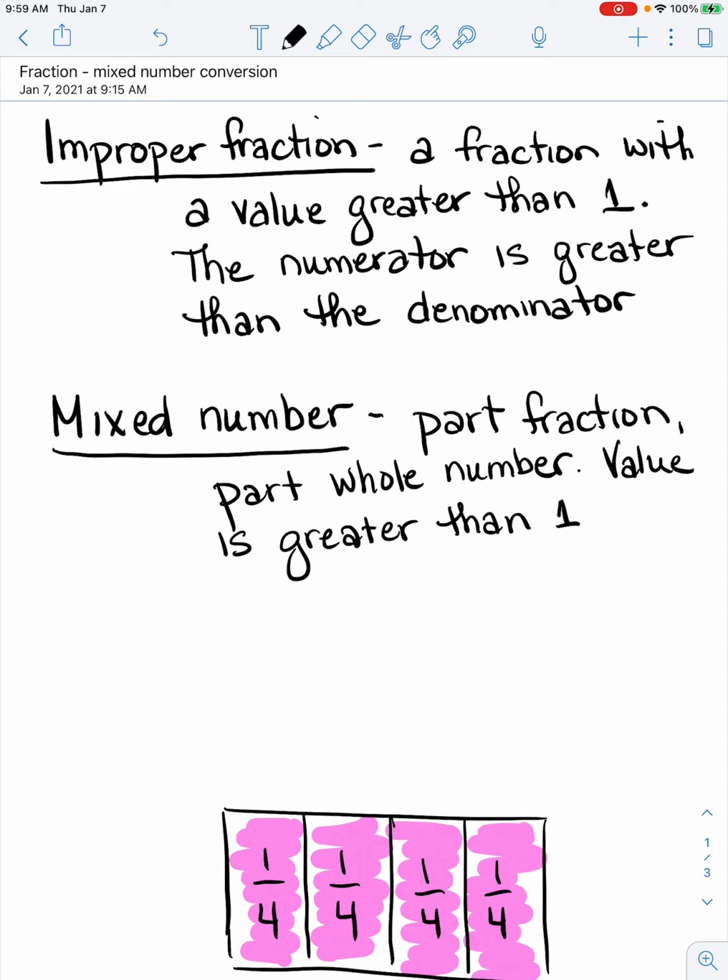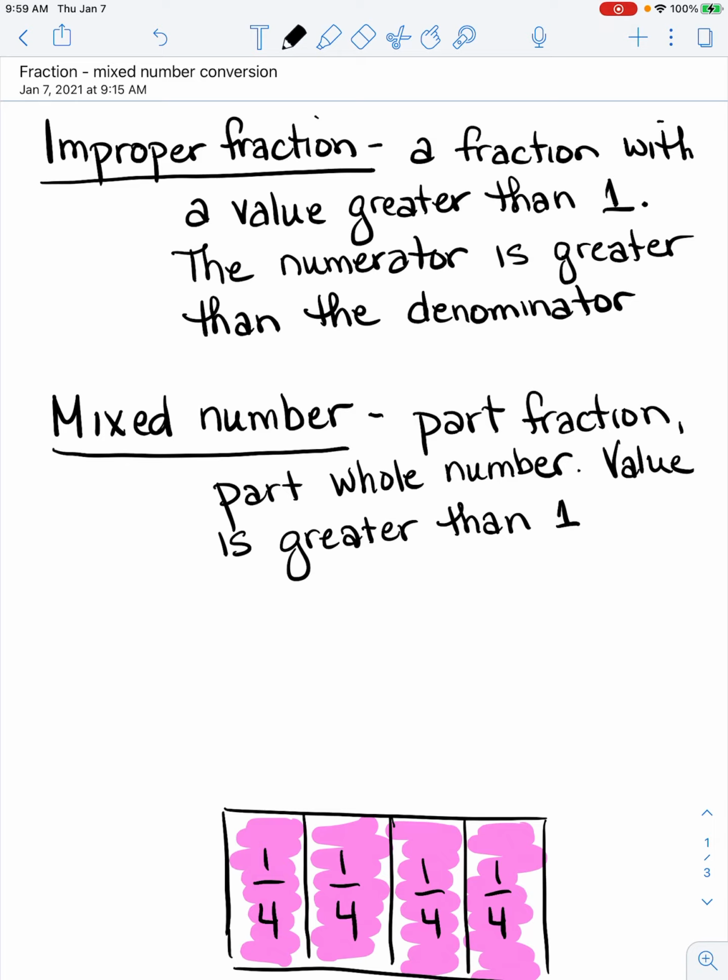It's important to be able to convert numbers from improper fractions to mixed numbers and from mixed numbers to improper fractions. Why is that the case? Well, first let's look at what each one is.